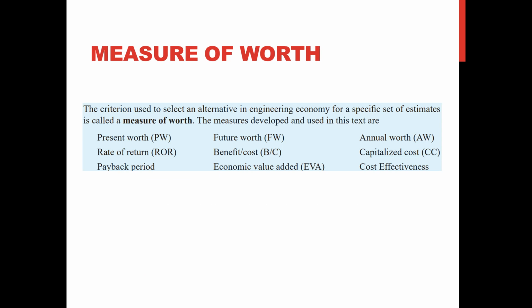So we have here the measure of worth, the criterion used to select an alternative in engineering economy for a specific set of estimates is called the measure of worth. So these are, number 1, present worth, PW. Meron din tayong ROR, or rate of return. We have also payback period, the future worth, cost benefit, and then economic value added, or the EVA, and the annual worth, capitalized cost, cost effectiveness. So these are actually the topics that we expect later on, no?